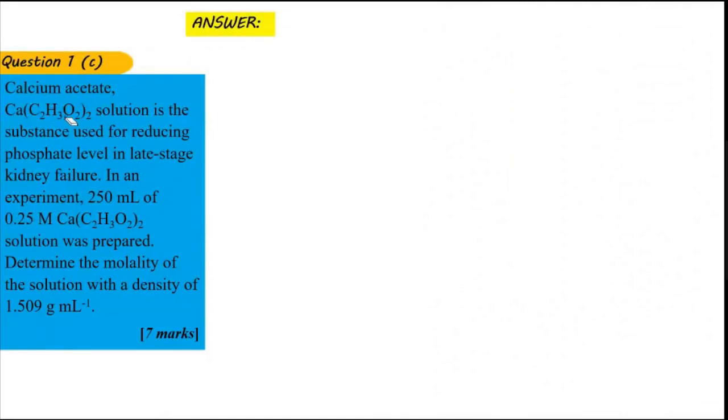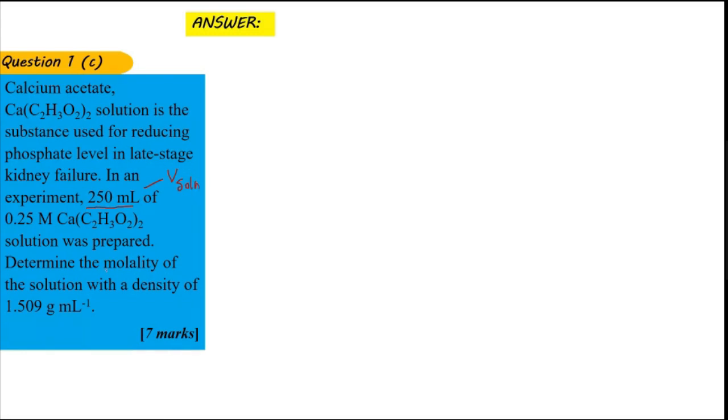Calcium acetate solution. The formula of calcium acetate is given, Ca(C2H3O2)2, the substance used for reducing phosphate level in late stage kidney failure. In an experiment, 250 ml of 0.25 molar calcium acetate solution was prepared. Determine the molality of the solution with a density of 1.509 gram per ml. Okay, so you are given this. This is actually volume of solution.